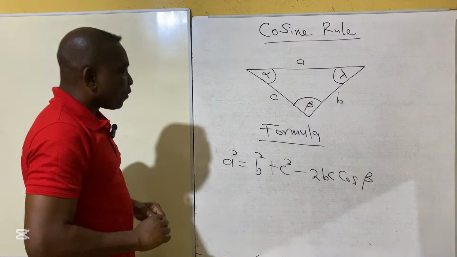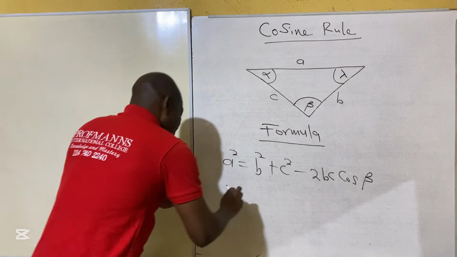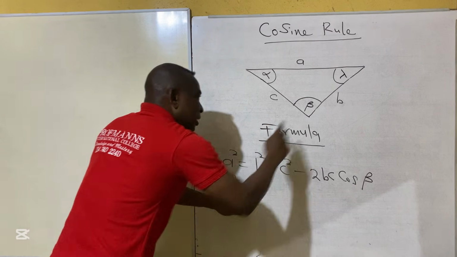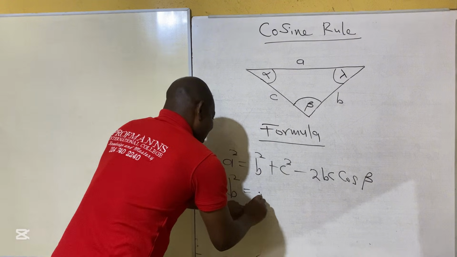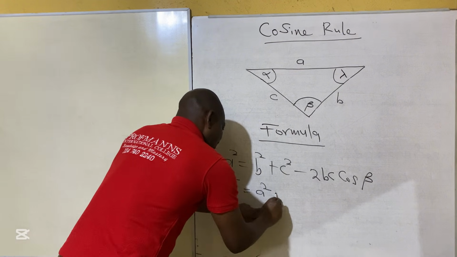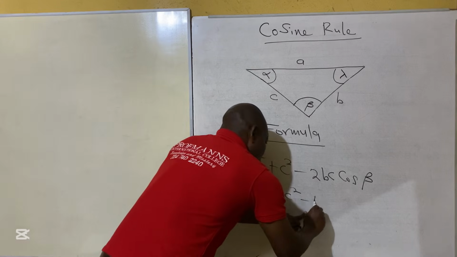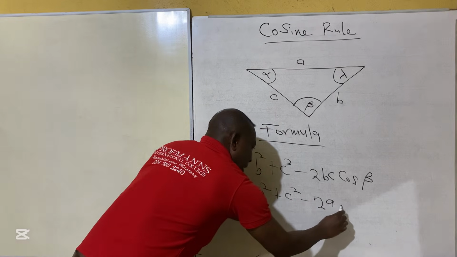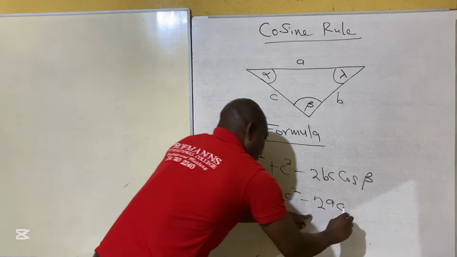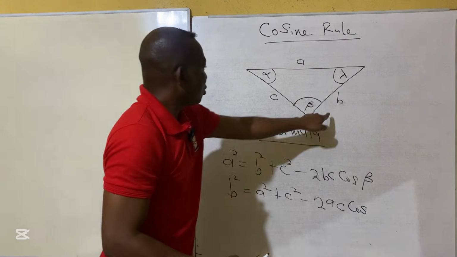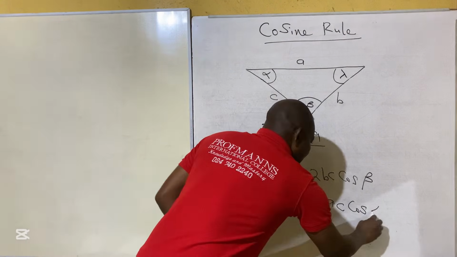Now, if we want to find B, it is going to be B squared is equal to the other sides. So the other sides will be A squared plus C squared minus 2AC cos the angle opposite to B, which is alpha.